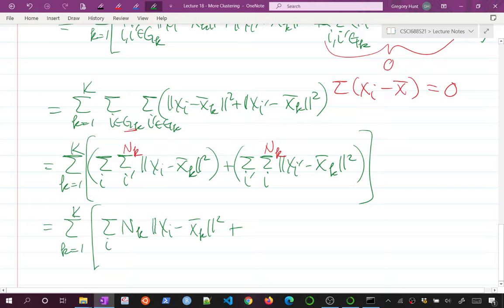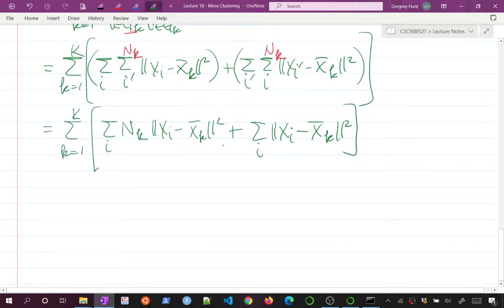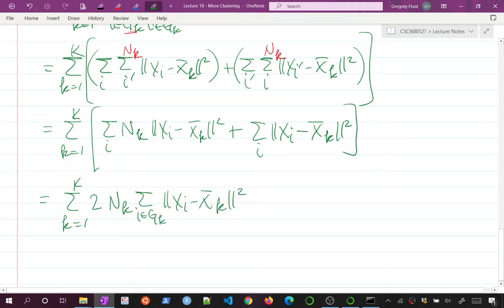And then I'm going to do a similar thing. And here it should be the sum over i prime, but that's a dummy variable, so I could just say it's the sum over i. It doesn't actually matter what the dummy variable is called. And so these are the same. So this is just 2. Well, let's write it this way: 2 nk times the sum. Okay, and that's what we get.